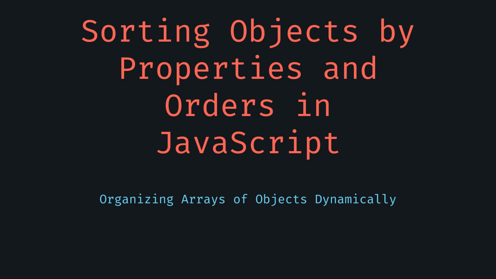Welcome everyone. In today's session, we learn how to dynamically sort an array of objects in JavaScript based on multiple properties and sort orders. Imagine you have a list of user objects and you want to sort them first by name in ascending order and then by age in descending order. We will create a reusable function that makes such sorting tasks efficient and straightforward. Let's dive in.